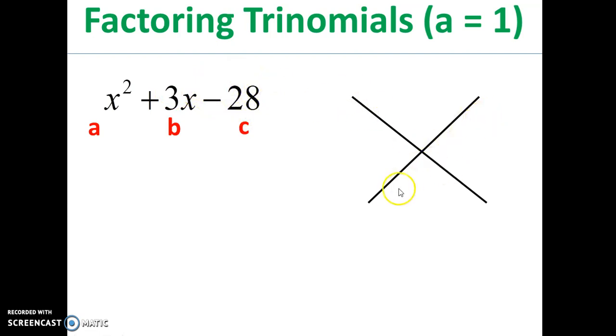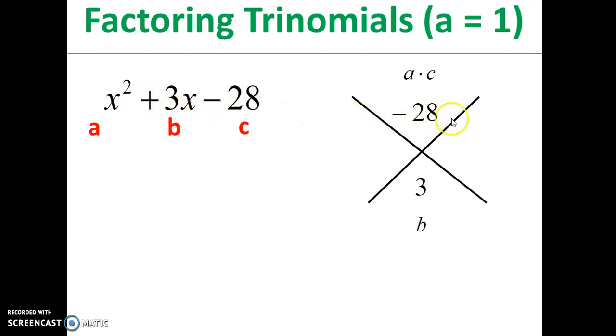For x factor, we draw an x. That's why it's called x factor. On top, we always put a times c. On the bottom, we always put b. So a times c is that 1 times negative 28, which is negative 28. The b value is 3, so we write that here.